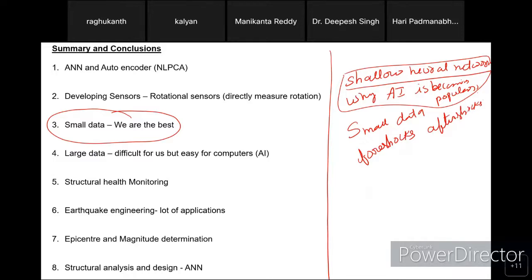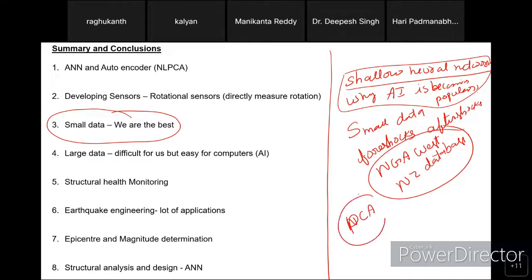Then in the afternoon session, we started with applications for NGA West and New Zealand data. I showed this to you in the morning and at the start of the afternoon. After that we started discussing NLPCA. PCA we discussed, principal component analysis, essentially reducing the dimensionality. The linear PCA we have seen, then NLPCA.